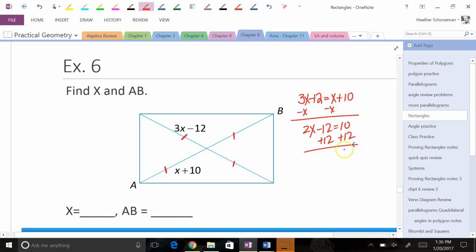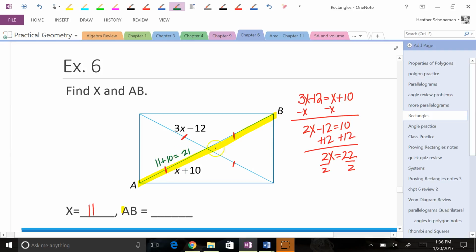Add 12 to both sides, so we get 2x equals 22. So x is 11 when we divide by 2. Now it wants us to find AB. Well, AB is this whole segment. We only know part of it, but that's okay. This is 11 plus 10, so this part here is 21.